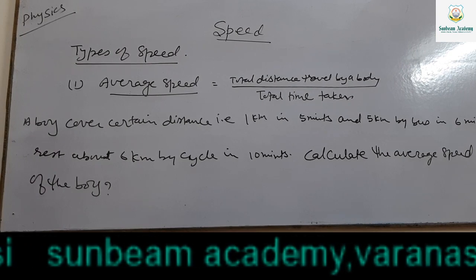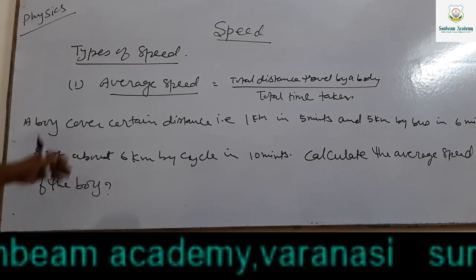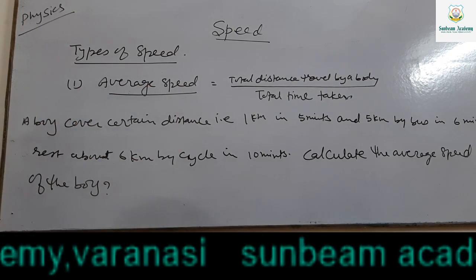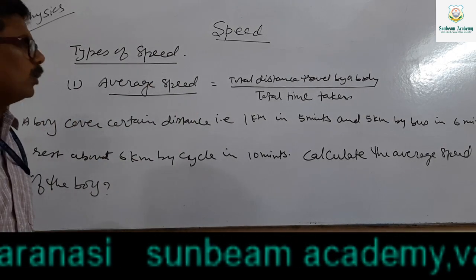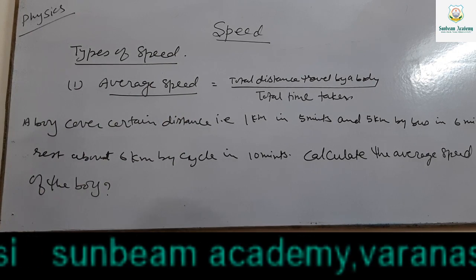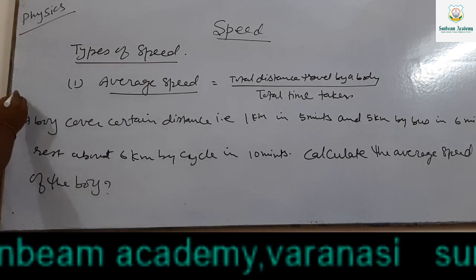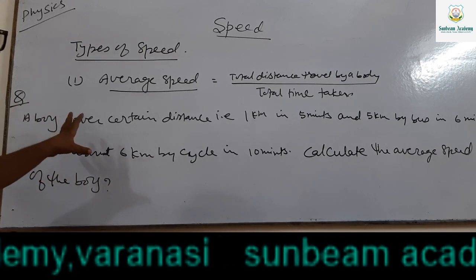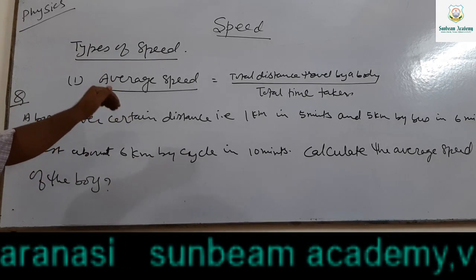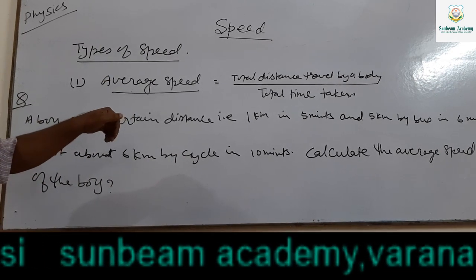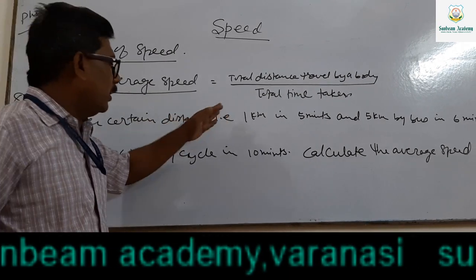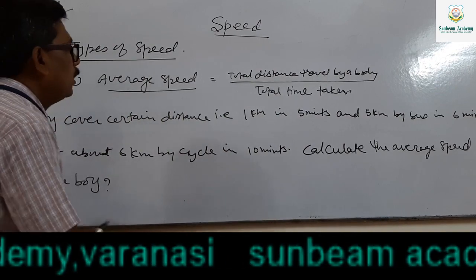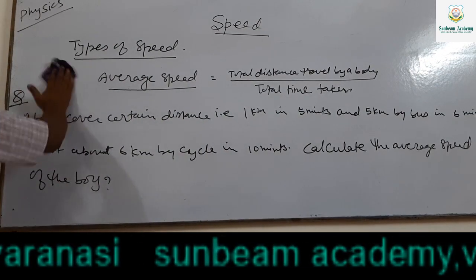Now here, what I have told you is that average speed is the total distance traveled by a body upon total time taken. Now, in this simple question, it is given that a boy is traveling certain distances in different manners, that he is traveling 1 kilometer. I am writing it at the top.